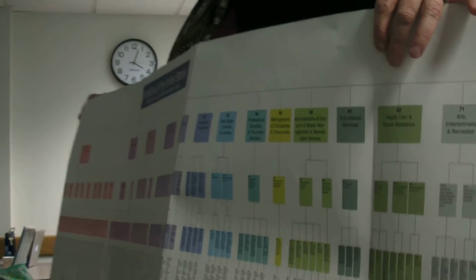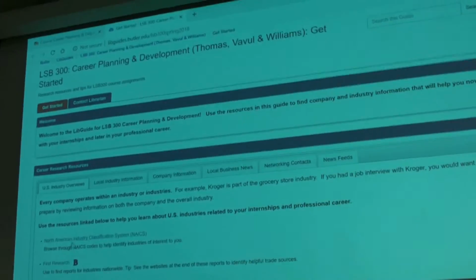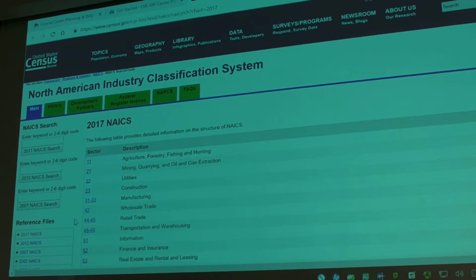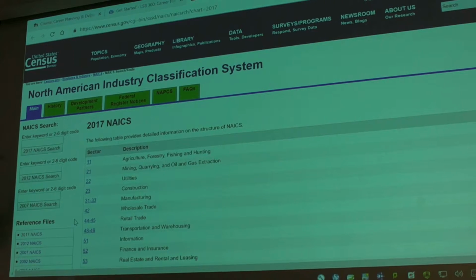So when I say to you, do you know if you have a passion for an industry, and you say back, well, I don't know all the industries out there, this is one way for you to find out. And so on your LibGuide, if you will click on that first link for NAICS, this hopefully looks a little bit familiar to you. This is taking you out to the U.S. Census Bureau website. NAICS codes can be anywhere from 2 to 6 digits.